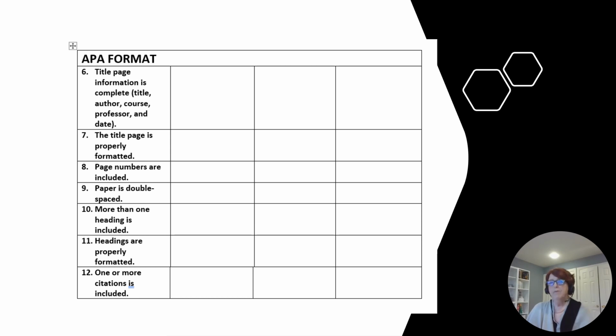A big part of your paper's grade is on writing and APA. So did you have a title page? Was it properly formatted? Did it contain everything? Did you include page numbers? Was your paper double spaced? Did you include more than one heading? Did you have properly formatted headings? Were they centered and bolded if they're first level headings?